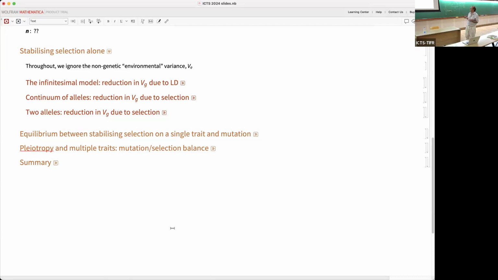So what I'll do is look at the effect of stabilizing selection alone under various assumptions, then look at the equilibrium between stabilizing selection on a single trait and mutation, and then look at what happens with multiple traits, okay? And then we'll have a photo.